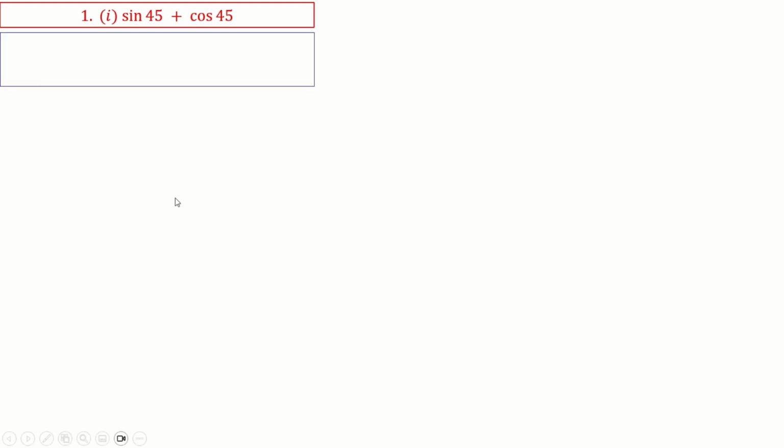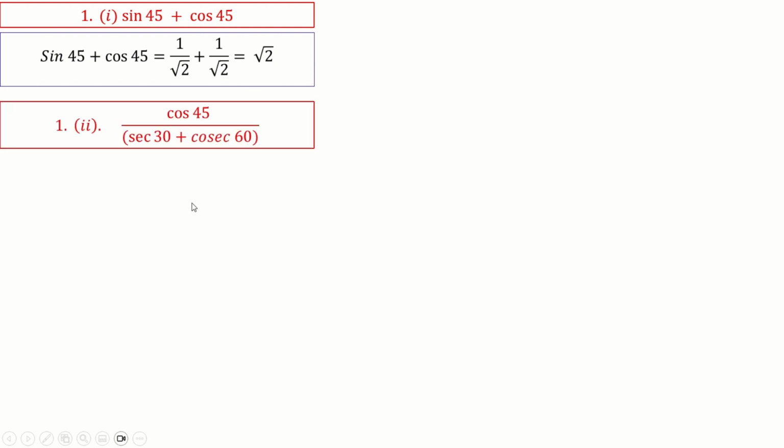Let's do exercise 11.2. Okay. Sin 45 plus cos 45. So you just have to remember the table which we have just now shown, the complete table of all trigonometric ratios of the important angles. So this is 1 by root 2 plus 1 by root 2, right? Which is nothing but 2 by root 2, which simplifies to root 2.